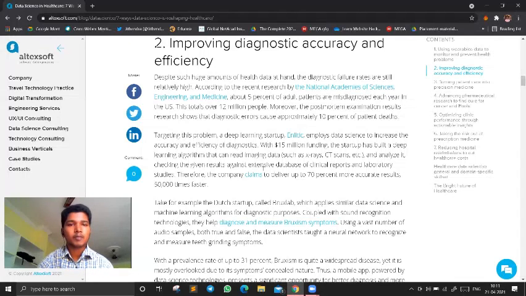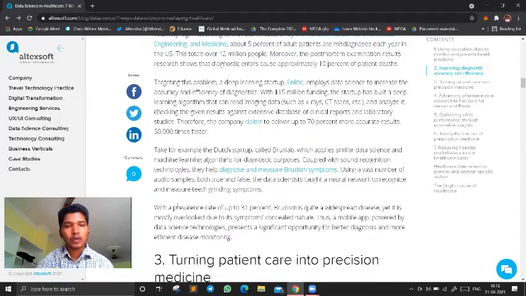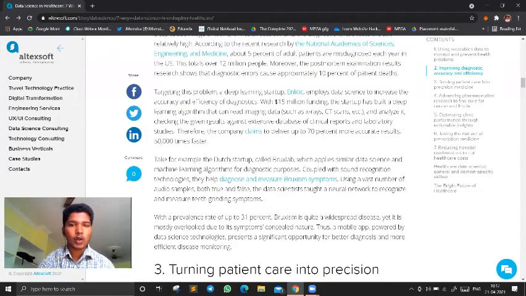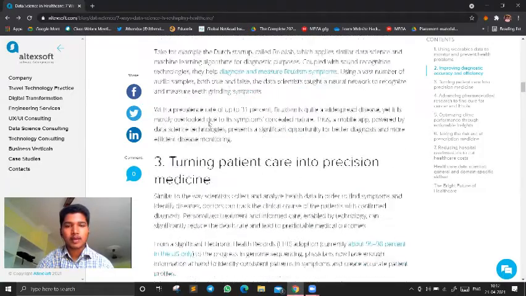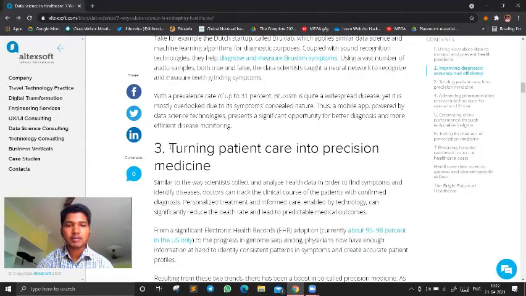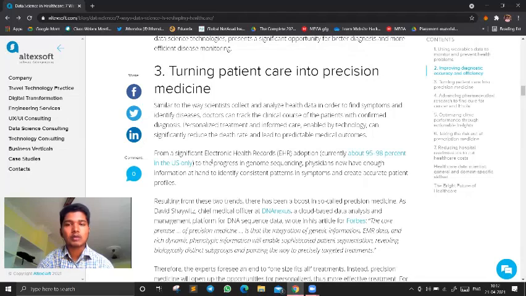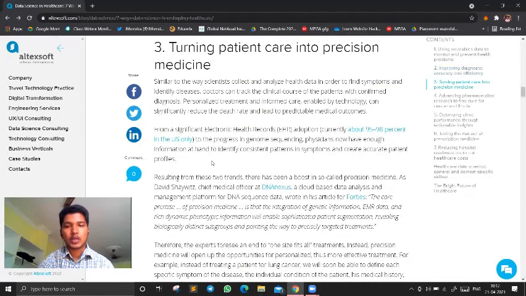So to overcome that, data science can also participate in diagnostics, and it can reduce the time and improve accuracy. And we can use this as a good one for this. And then turning patient care into precision medicine means it can give some good medicine. It can suggest some medicines by observing the previous data.